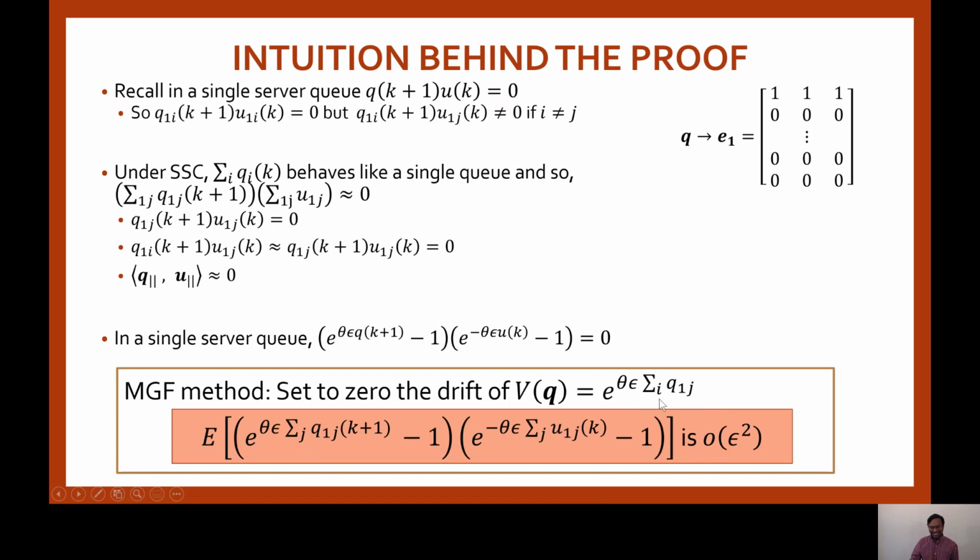And I set its drift to 0. And to work with this, I need a generalization of this e^q minus 1, e^u minus 1 equal to 0. And that essentially is the same thing with q replaced by some of the q's in the first row, u replaced by some of the u's in the first row. And the intuition for this is the same as before. Using this and setting this drift to 0, we get the convergence in distribution.